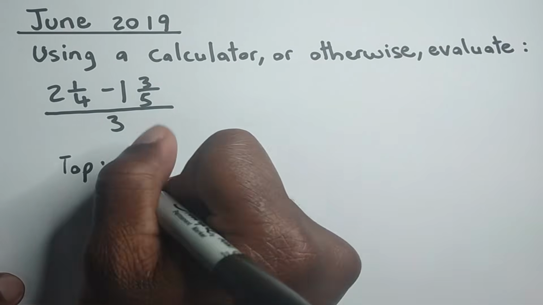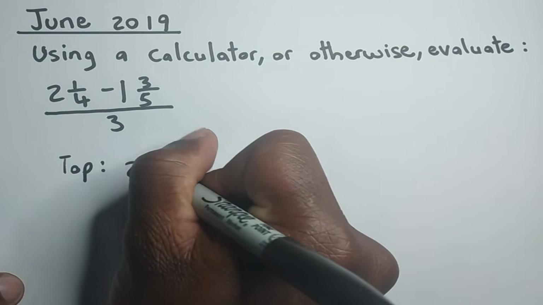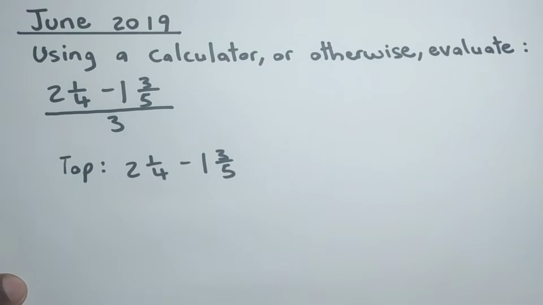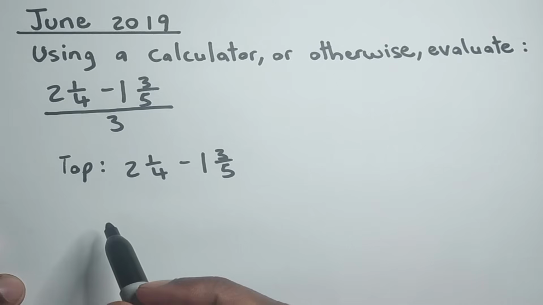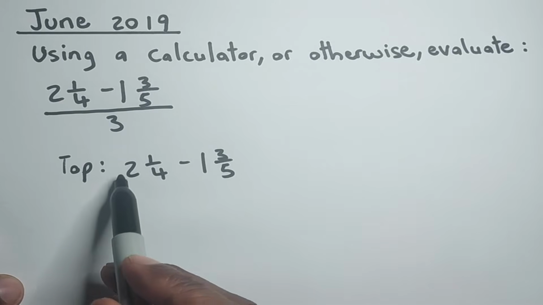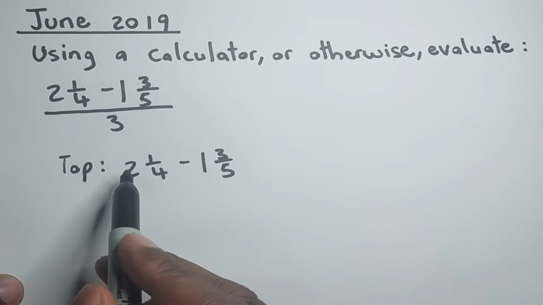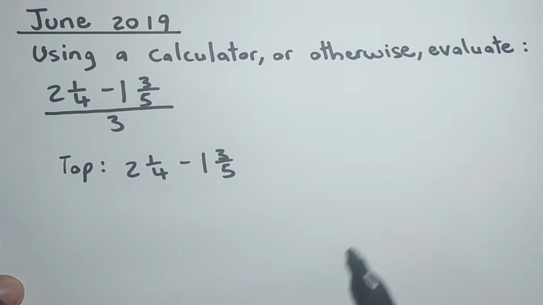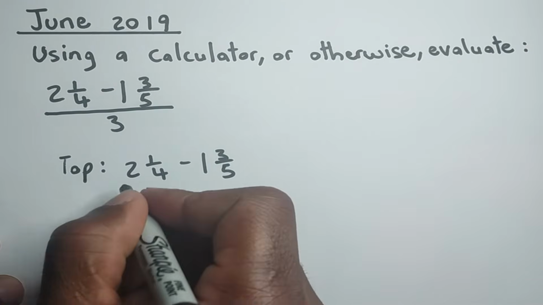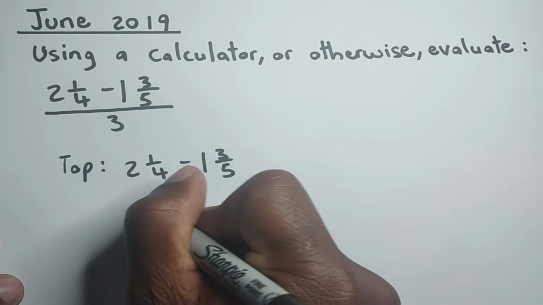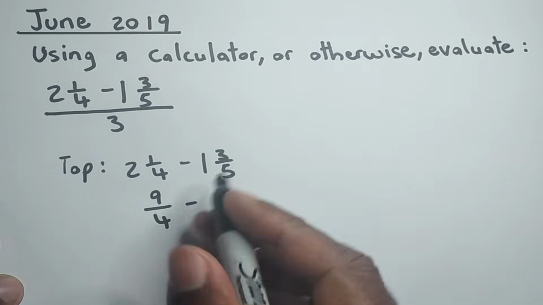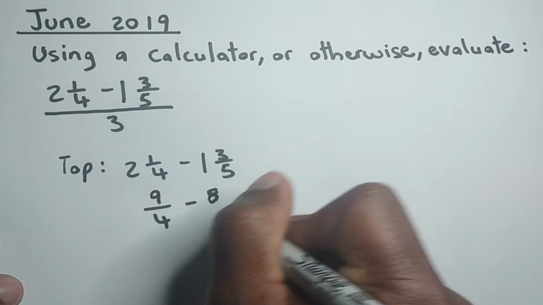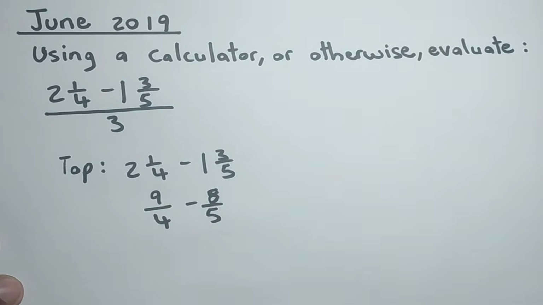So in the top we'll have 2 and 1 over 4 minus 1 and 3 over 5. And what we're going to do is convert the mixed fractions to improper fractions. So we will convert this 2 and 1 over 4 by multiplying the whole number by the denominator, then add the result to the numerator. So 2 times 4 is 8. 8 plus 1, that's 9 over 4 minus 1 times 5, that's 5 plus 3, that's 8 over 5.